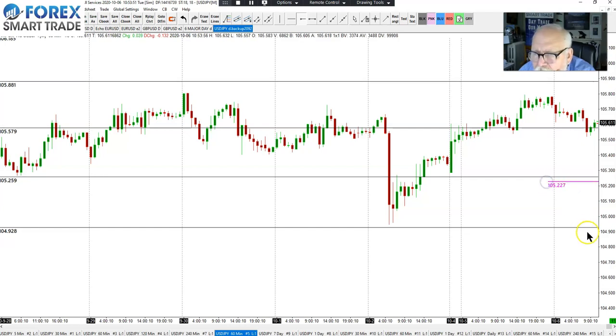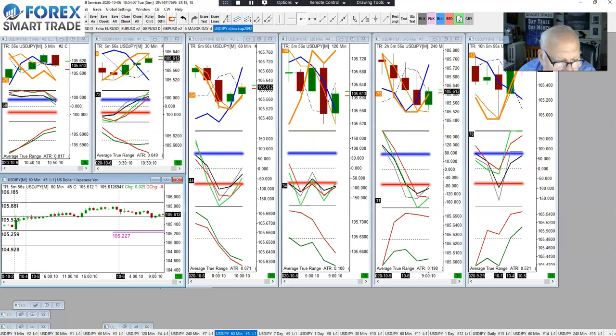stop loss at 105. I want to go below the second resistance line. So here's the first resistance line. It would have to break this, and then it would have to break this. So I want to be below 105,227. So with that, let's take a look.